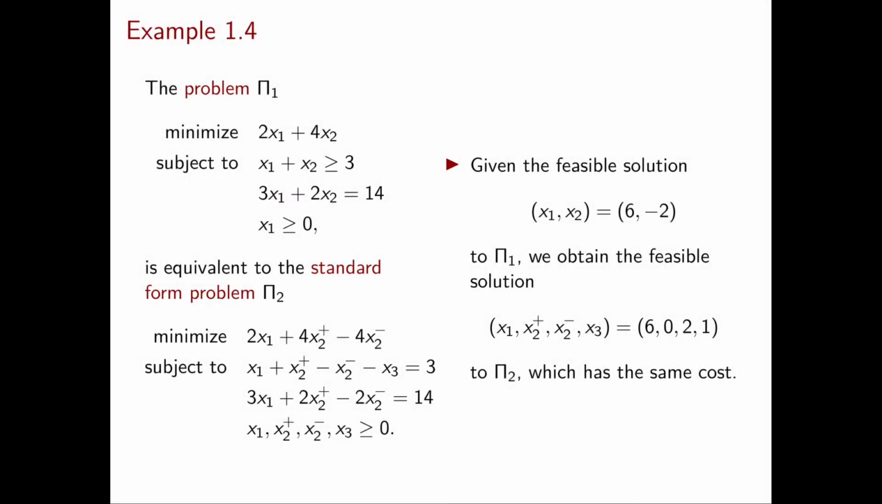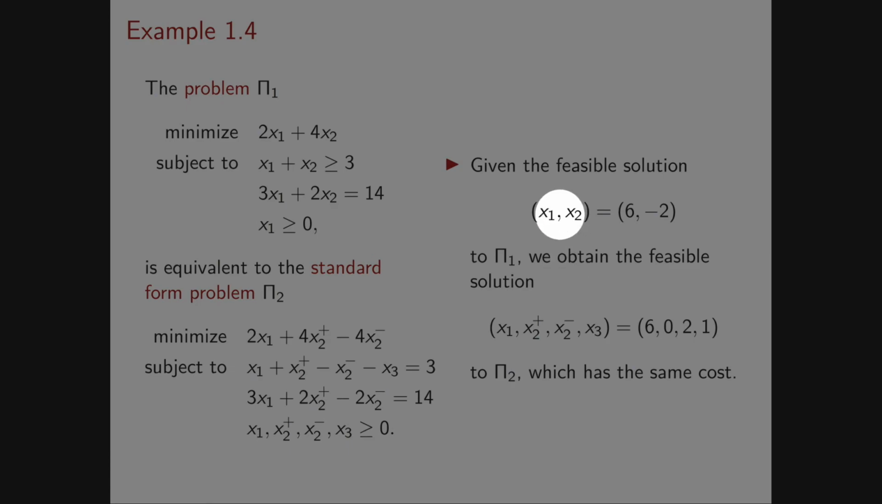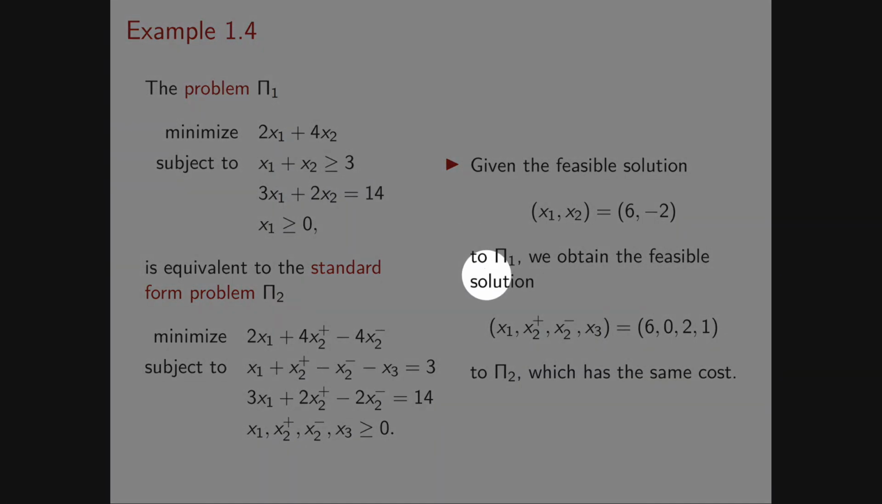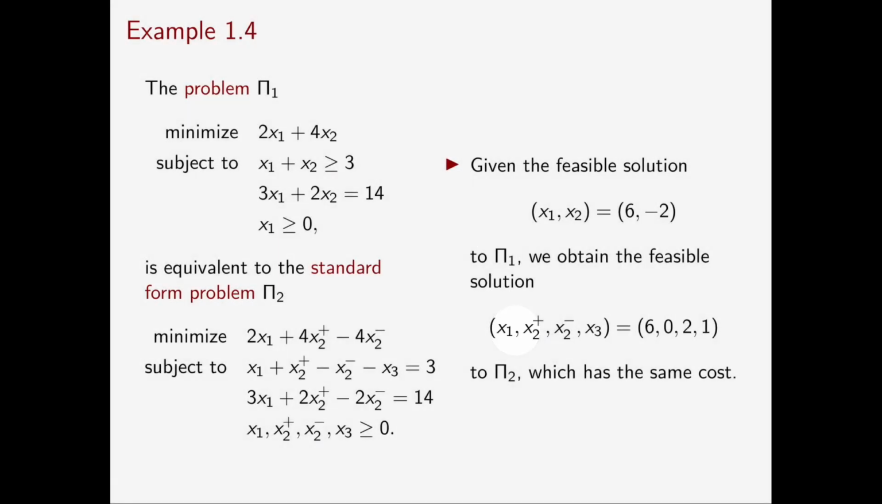So, for example, if we have the solution x1, x2 equal to (6, -2), you can check it's a feasible solution to the problem pi 1. And we can obtain a corresponding feasible solution to pi 2, which has exactly the same cost. To do this, we just need to follow, once again, the idea that allowed us to introduce the standard form problem in the first place.